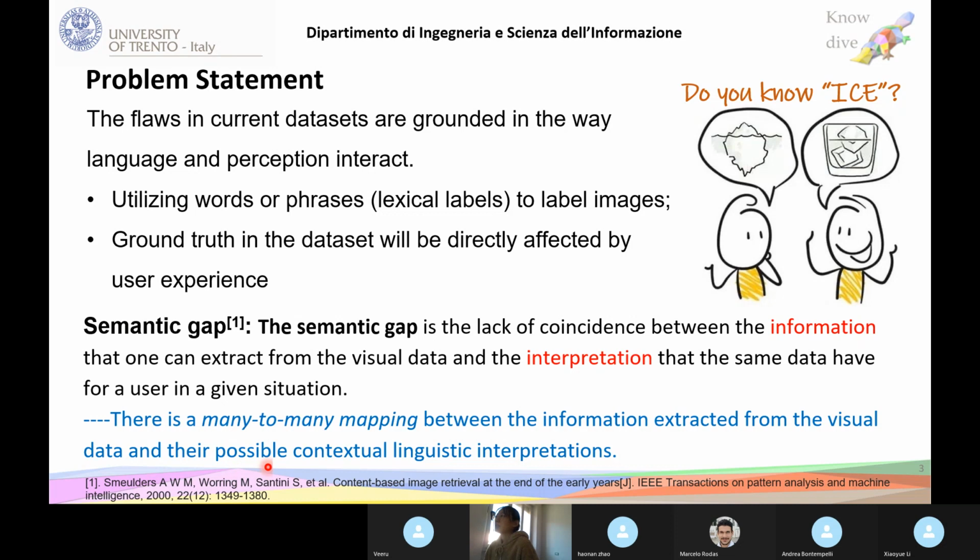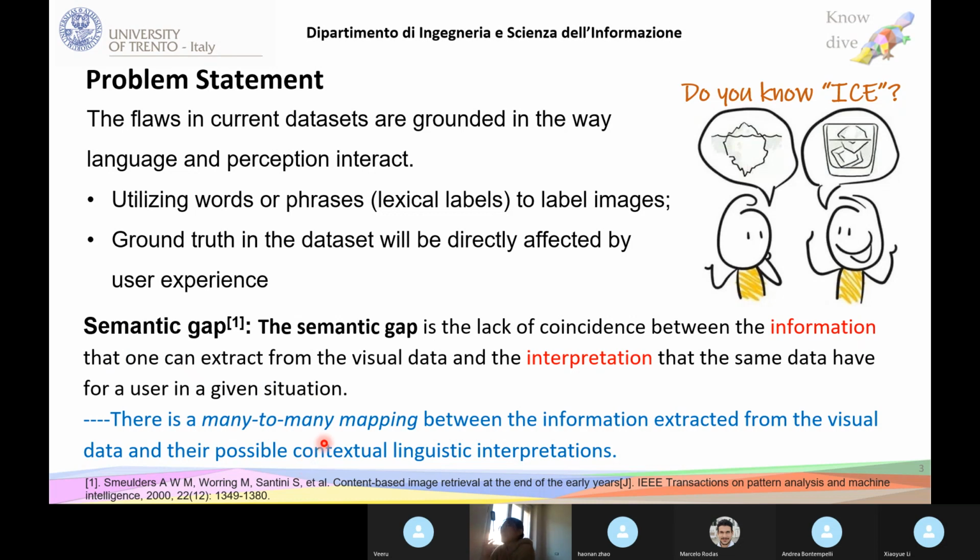lexical labels. During the labeling process, the use of lexical labels has a significant impact on the quality of the constructed dataset. The ground truth of the dataset is directly affected by user experience, and users with different backgrounds may give inconsistent labeling results since they have different understandings of the same lexical labels and images. This problem has been identified as the semantic gap problem.